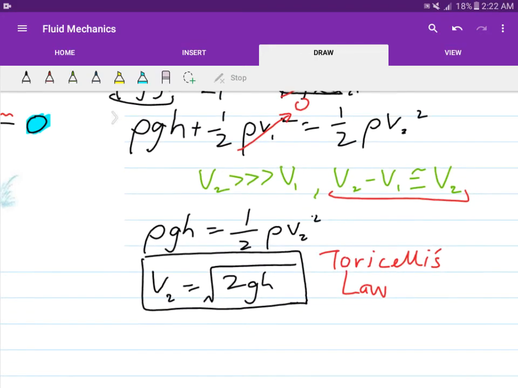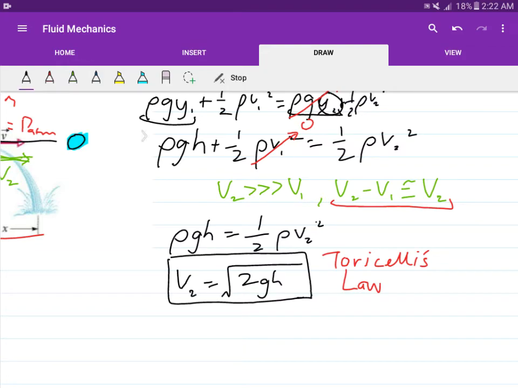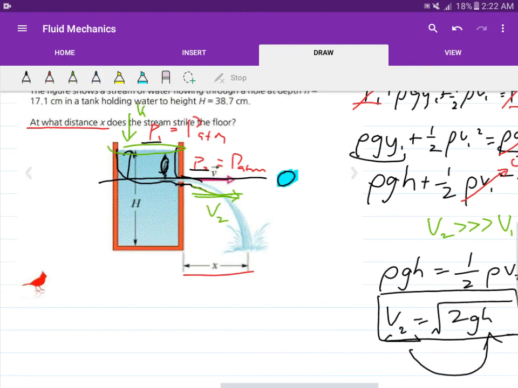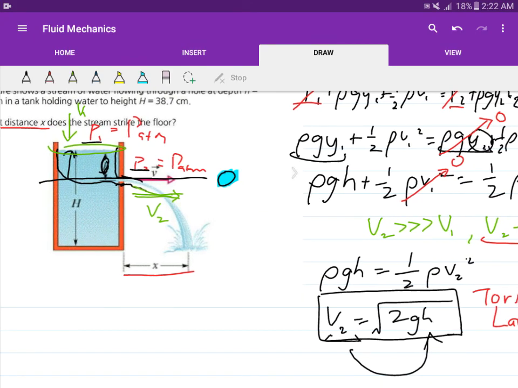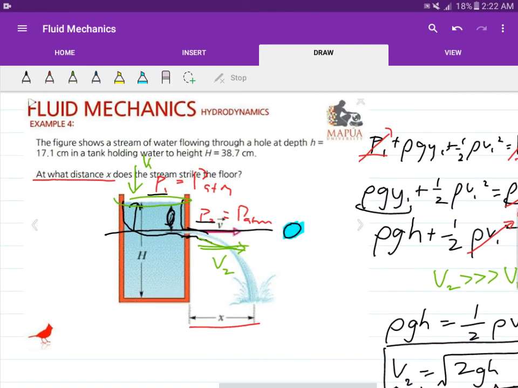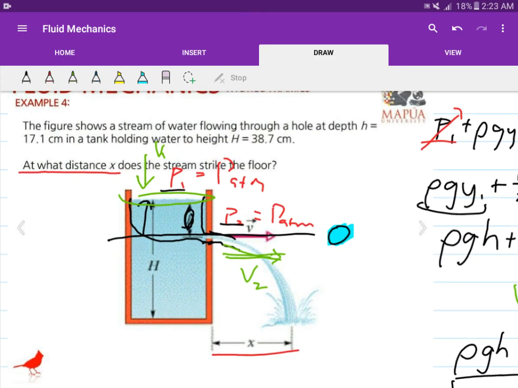So Torricelli's law explains the exiting velocity that is dependent on the height at which the fluid is filled. So if we have a hole here and the fluid, you have a height of a fluid filled, the exit velocity of the fluid will be defined by h. So in this problem, I leave that to you to solve for v2, and using kinematics, you can actually solve for distance x.